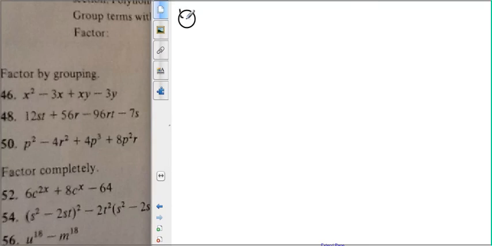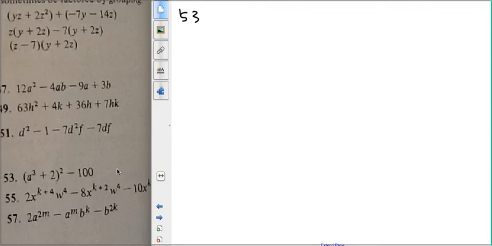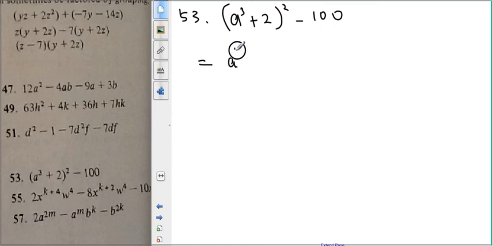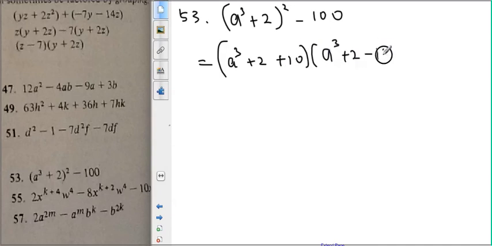Let's go for number 53. Here we have a to the third power plus 2 squared minus 100. Then what are we going to do? This first of all looks like a difference of 2 squares, so we're going to have a to the third plus 2 plus 10 times a to the third plus 2 minus 10. Interestingly, this one becomes a to the third plus 12, so that doesn't mean much.